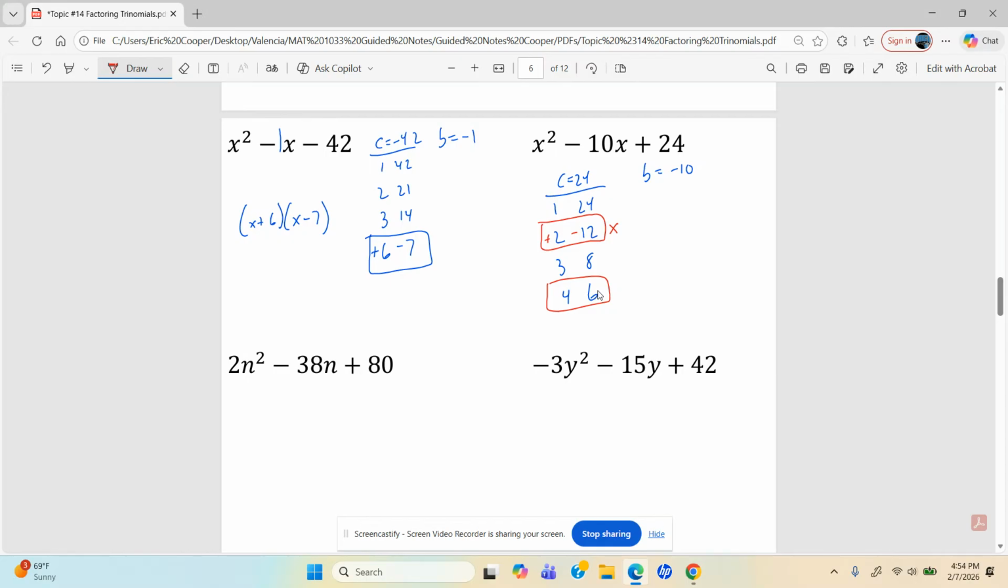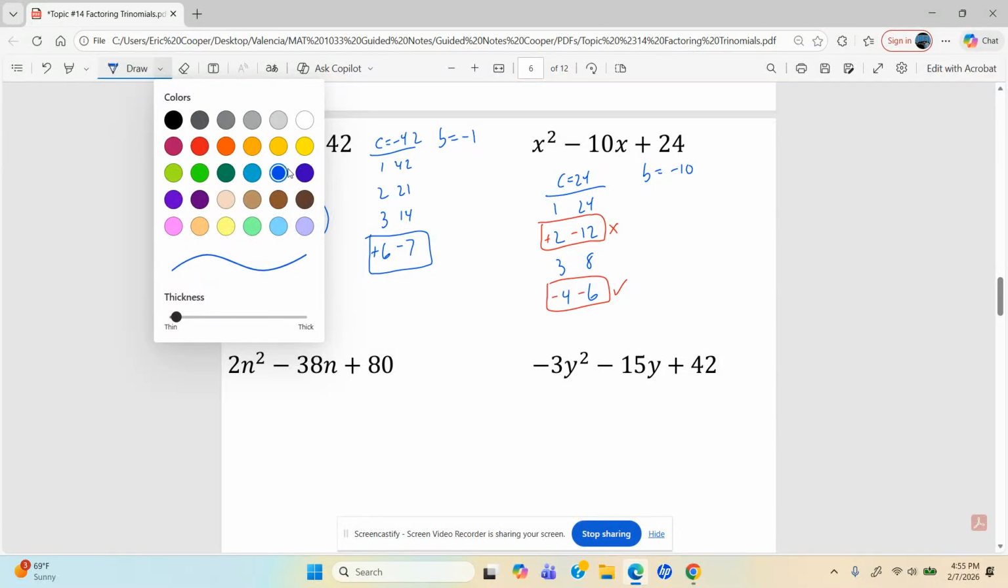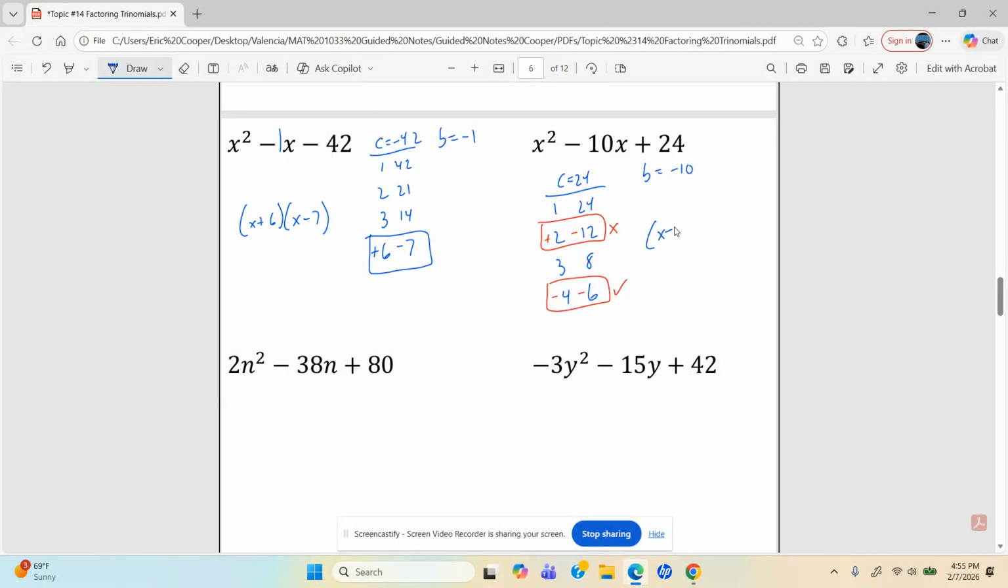But here if I used 4 and 6, I need both of these to be negative numbers. Negative 4 minus 6 is negative 10, and negative 4 times negative 6, double negative makes a positive. So we would use this one. So my final answer would be x minus 4, x minus 6. Make sure you list out all your multiples and make sure that it really does multiply to C and combine to make B.